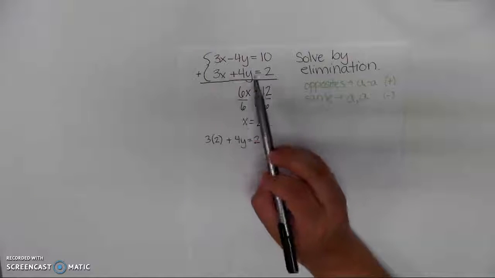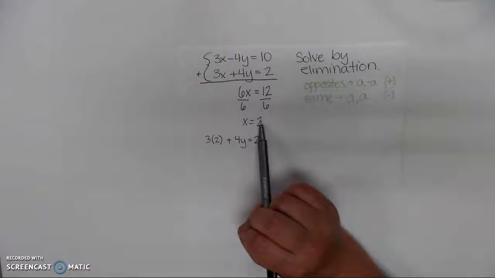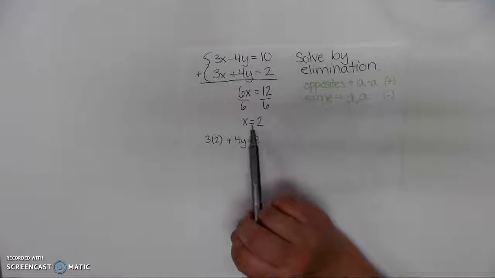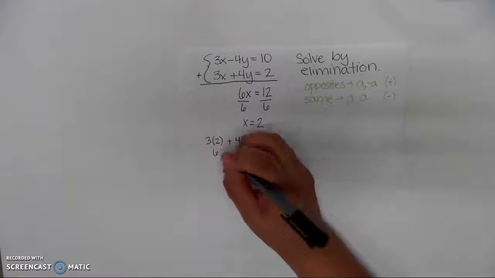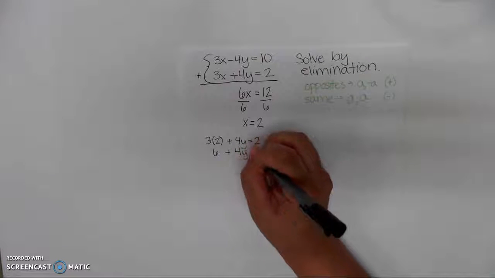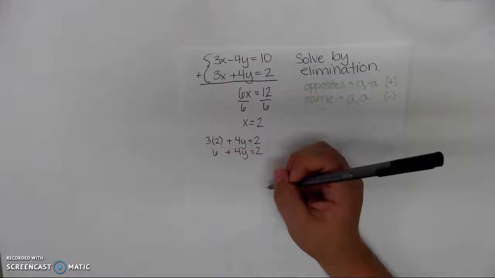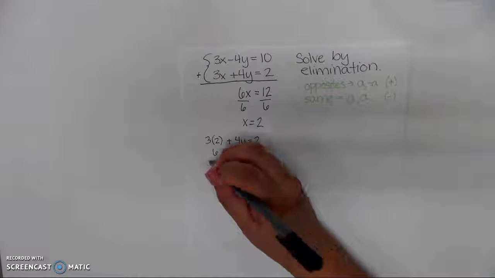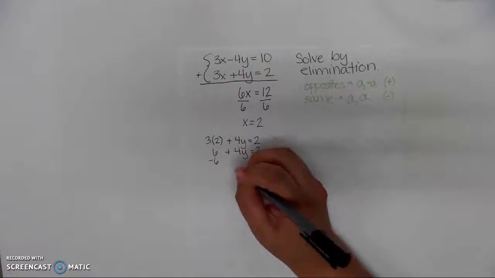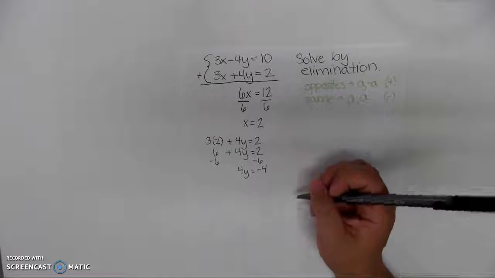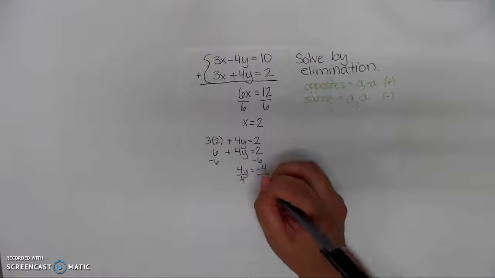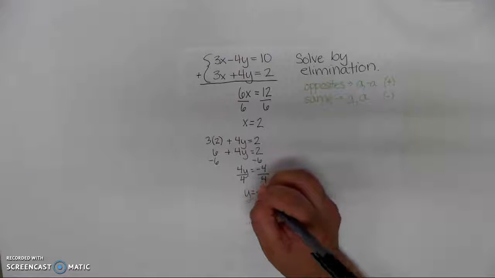So again, I just took this bottom equation. When I saw the x, I plugged in what we know x to equal, which is positive 2. And I'm just going to multiply 3 times 2. And then it's just solving that two-step equation. So I'm going to subtract my 6. And I have 4y equals negative 4. And then I'm going to divide by 4. So I have y equals negative 1.